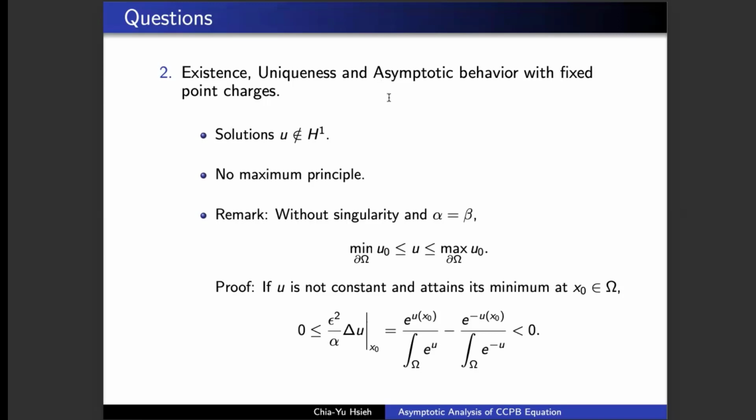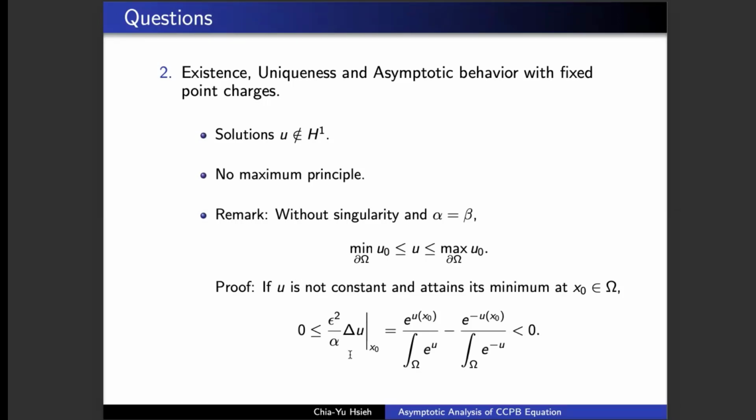So even if it has some variational structure, we have to modify the argument to apply to this equation. In order to analyze the asymptotic behavior with fixed point charges, I have to point out that in this case, no maximum principle is satisfied by the solution. It's natural, because if we have a singularity, then the solution at the singularity will go to plus infinity or minus infinity. So by no means does it have the maximum principle. But if there is no singularity, then indeed the solution will be bounded by the maximum and minimum of its boundary data.